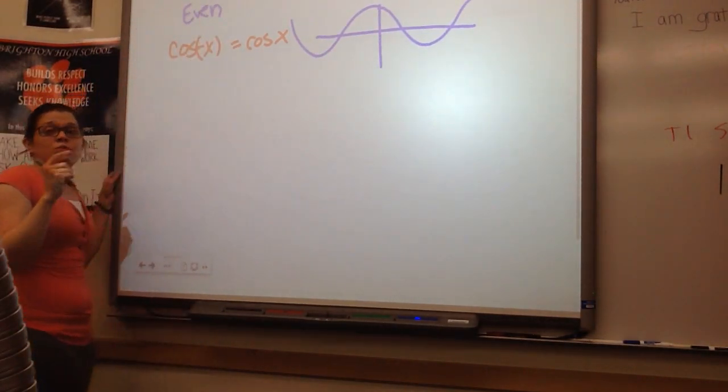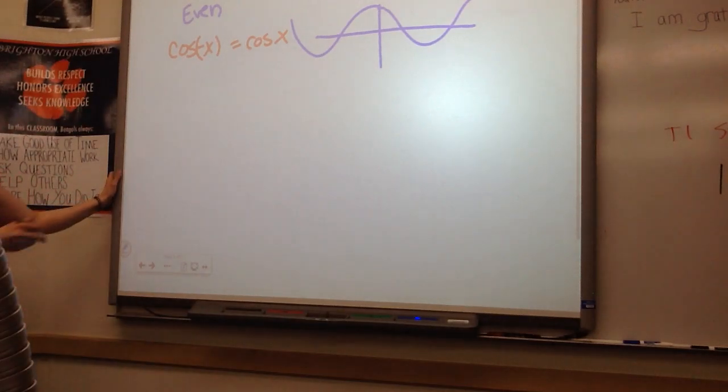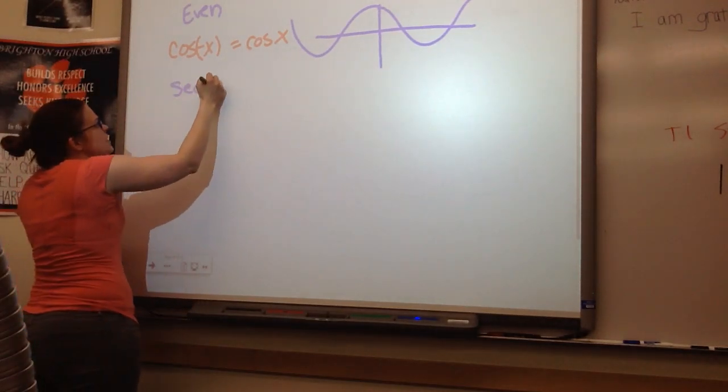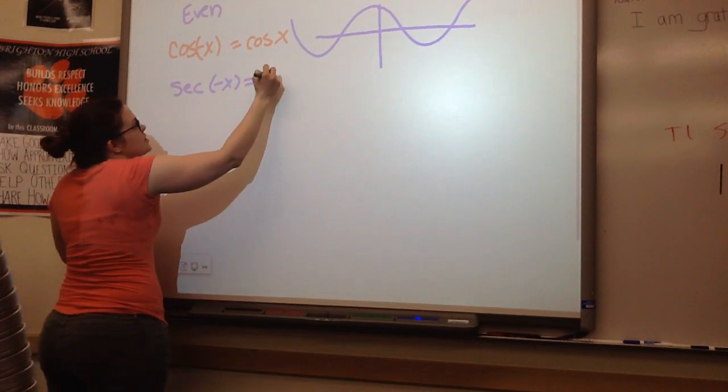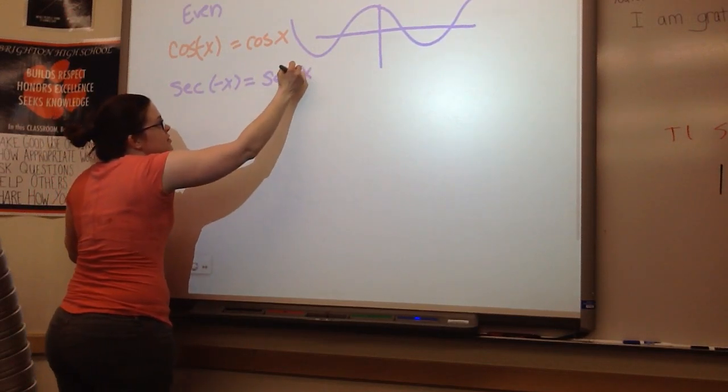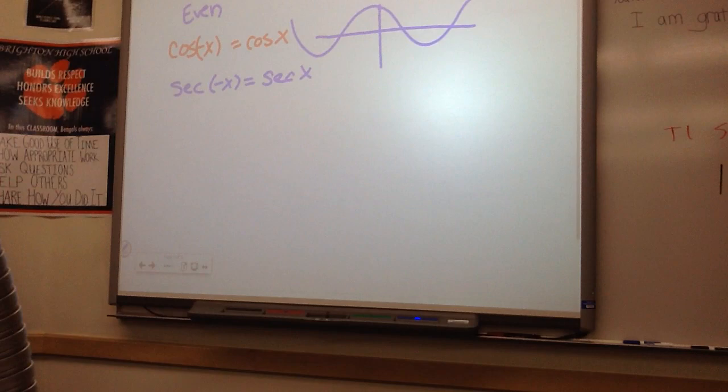Its reciprocal, secant, is also even. So the secant of negative x is the same thing as the secant of x. All the rest of the trig functions are odd. So just remember which one's even, and its reciprocal, and then the rest of them are odd. That's a fast way to memorize them.